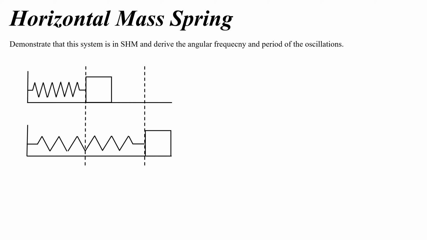Now let's calculate the period and angular frequency for some systems. The most simple is a horizontal mass spring system. This asks us to demonstrate that this system is in simple harmonic motion and derive the angular frequency and period of the oscillations.